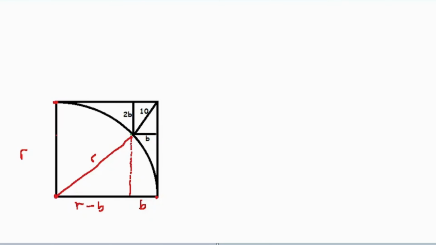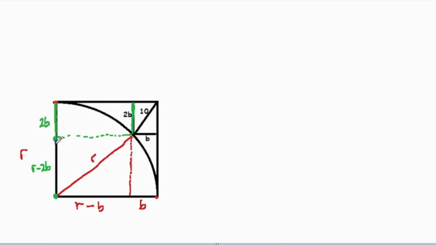Now I want you to follow my green ink. Now let's trace from this point down here. Okay, good. Now follow my green ink. From here to here is 2B. Therefore from here to here is also going to be what? 2B. Now if that is 2B, then from this point to this point is going to be R negative 2B.